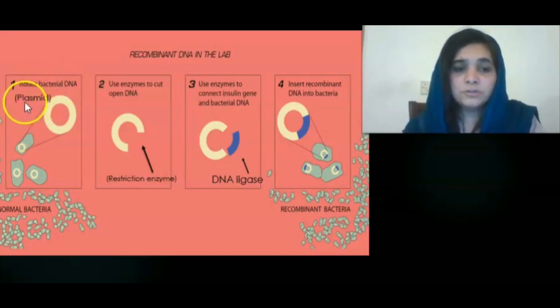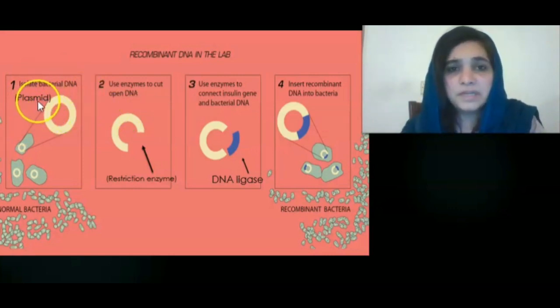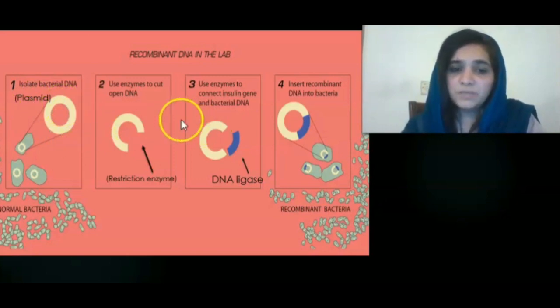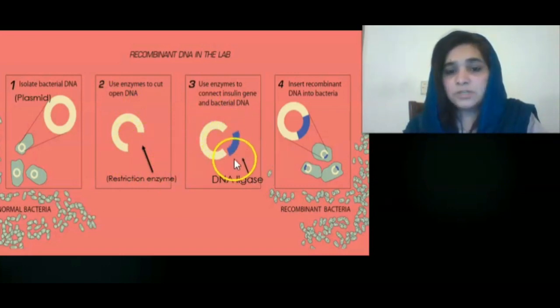First of all, you should remember the steps of genetic engineering. You have to isolate the bacterial DNA, that is the plasmid. Once we obtain the plasmid, we are going to cut open the plasmid with the help of restriction enzyme. Once the restriction enzyme cuts the plasmid, we are going to insert, for example, the blue one here, which is the insulin gene.